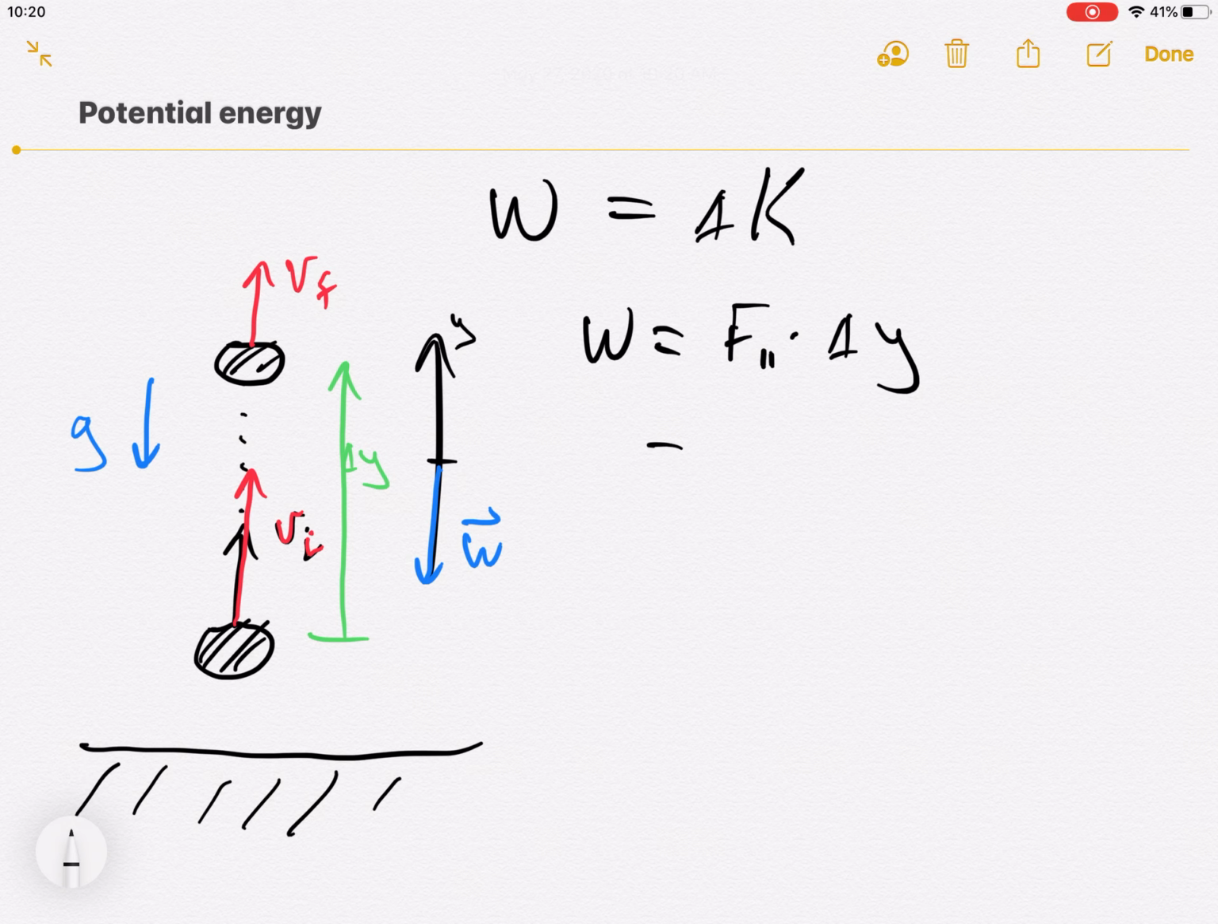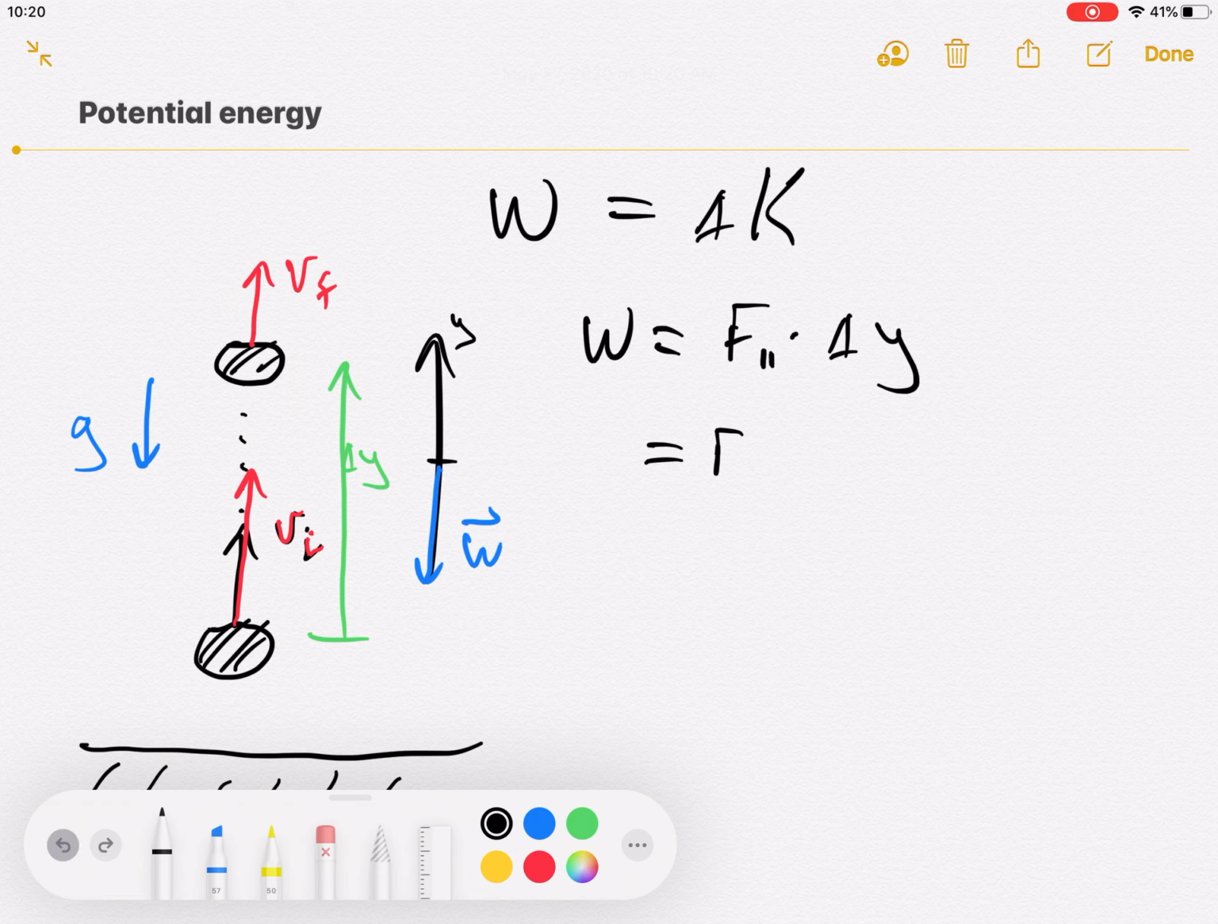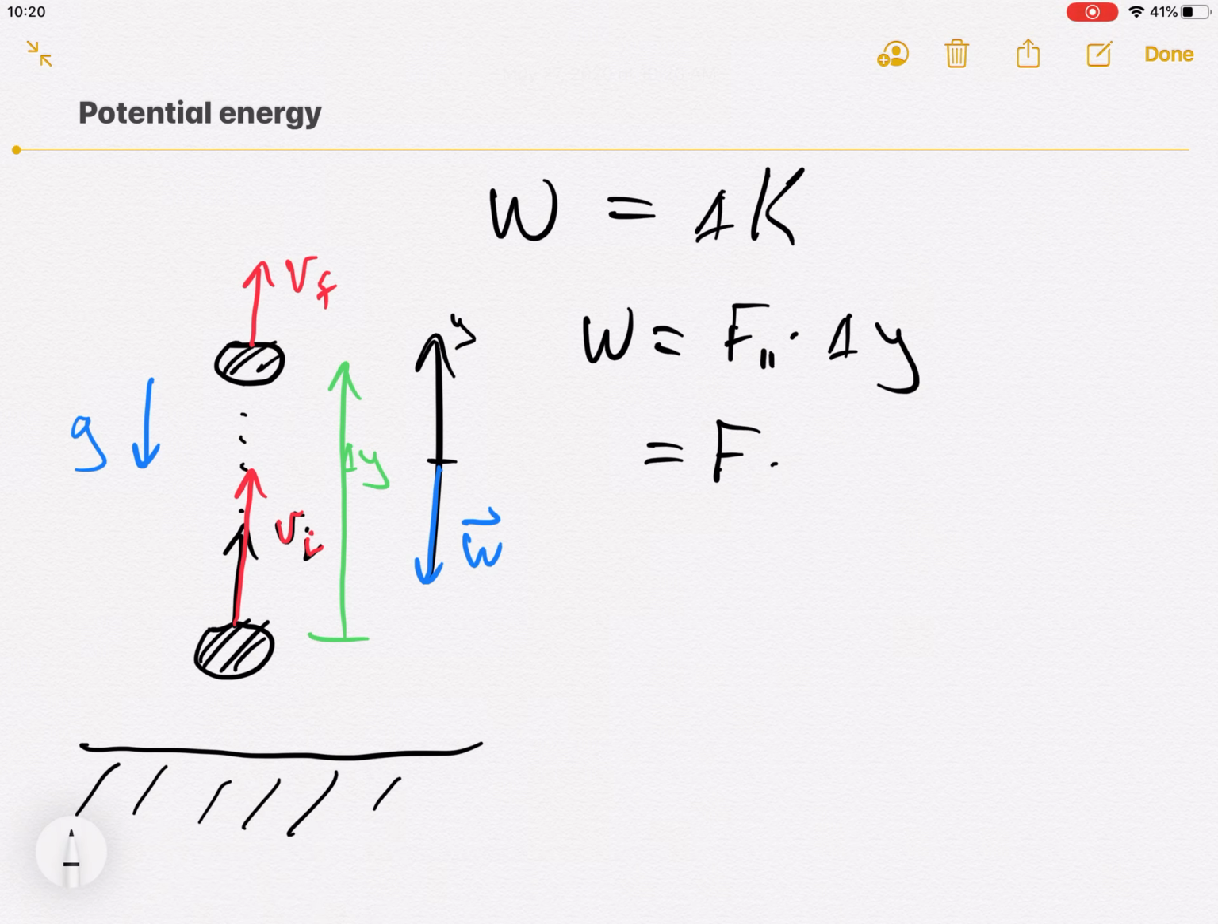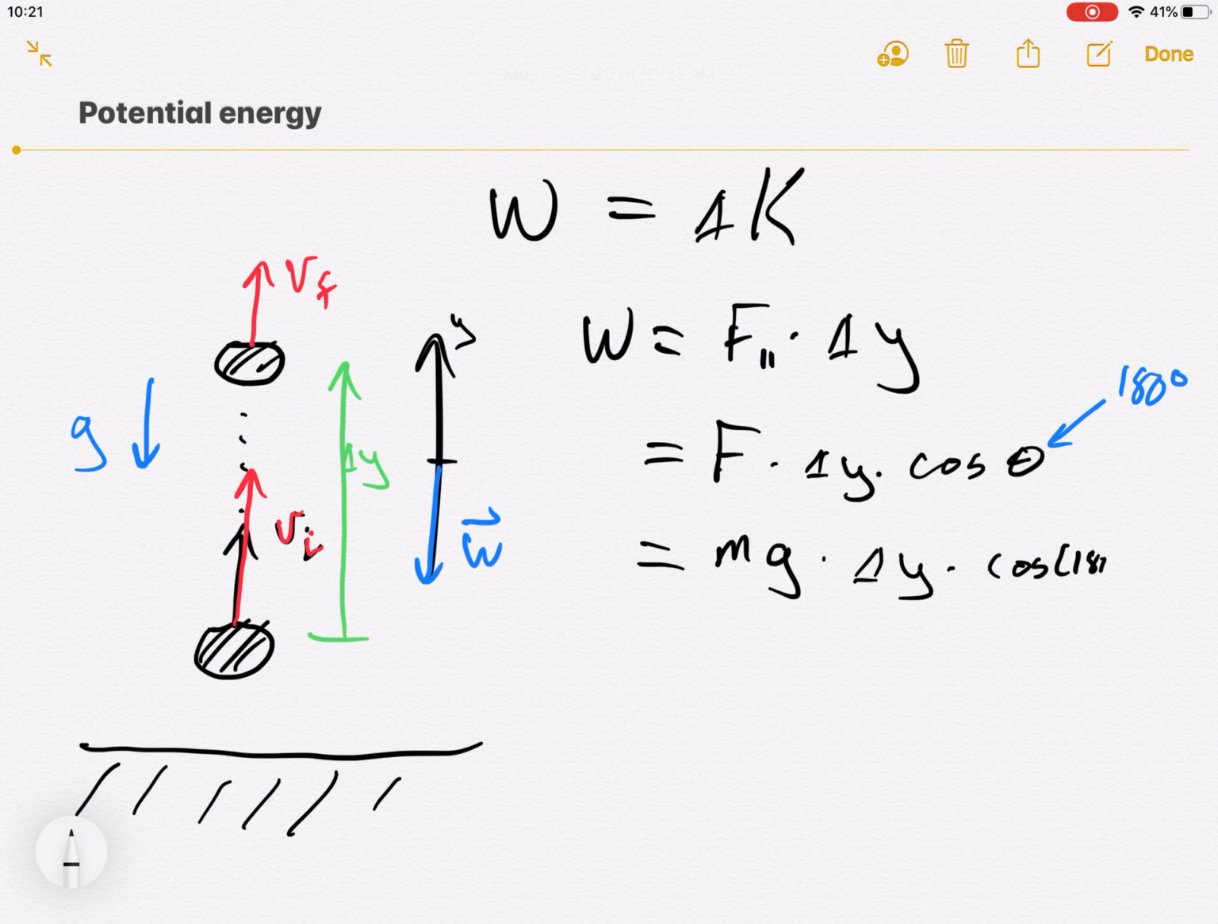We could say that's F delta y times cosine of the angle between them. And the angle between them here is 180 degrees. That's where we're going to get a negative sign. So I could do another line and say the force is mg, delta y, cosine of 180, which is negative 1.